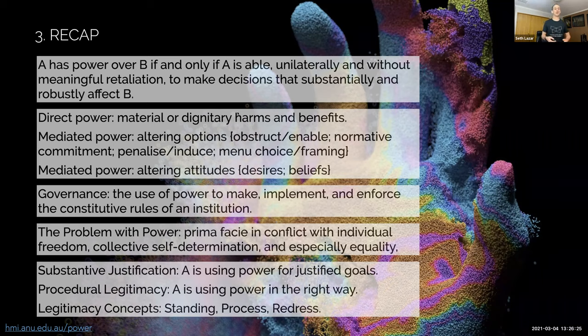So I talked about governance. I like my definition of governance: the use of power to make, implement, and enforce the constitutive rules of an institution. I think it's useful to distinguish between that and other kinds of power.